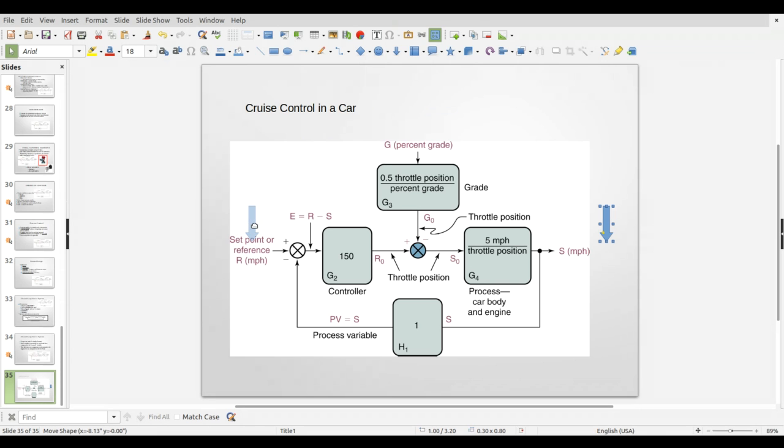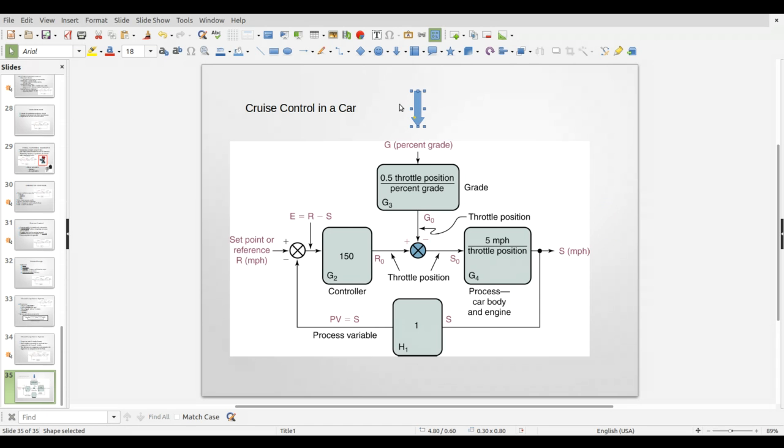So the set point, or our reference point, is going to be how fast we want the car to be driving. And then this is the actual speed. You can think of either S to be the system or the current speed, but it's going to be miles per hour, right? And so we're feeding that into our controller.